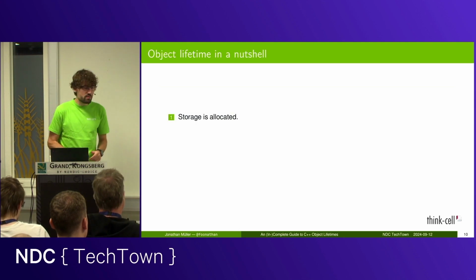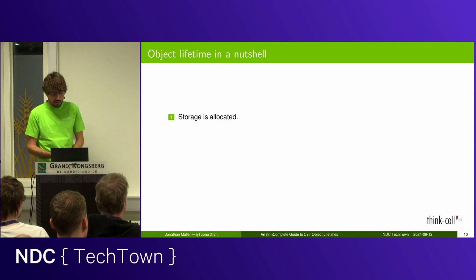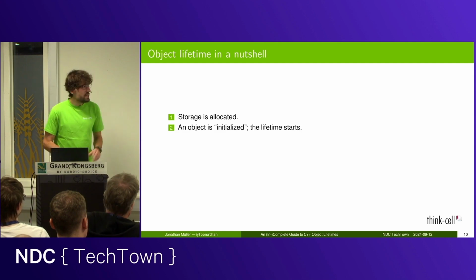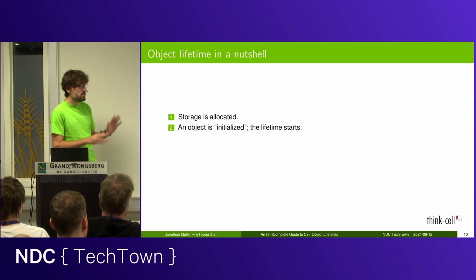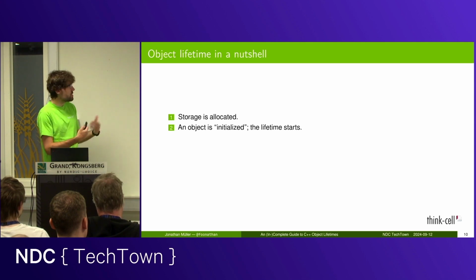So at a very high level overview, this is sort of the life cycle of an object. Objects occupy storage, so the first step is always to occupy some storage for the object. We then need to initialize the object. This is in quotes, we will see why later, and this starts the lifetime of the object. So now we've got an object whose lifetime has started.